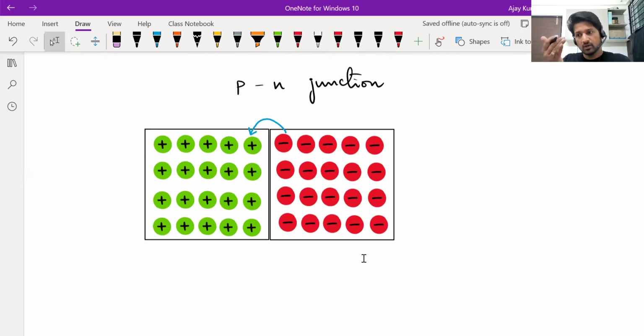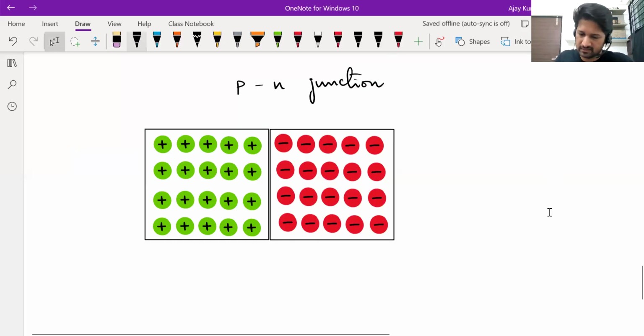That will happen. Holes will also move from p side to n side. And due to that, some electron hole recombination will also occur. Now listen, why does this happen? This happens due to concentration difference. There is more concentration of electrons on the n side. This is the n side. There is more concentration of holes on the p side.